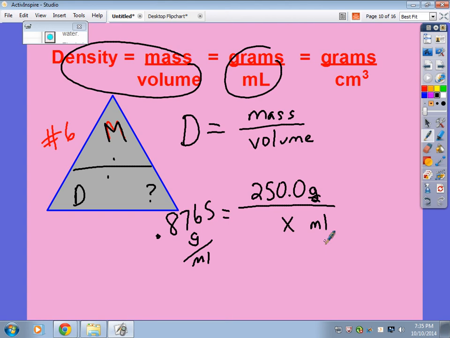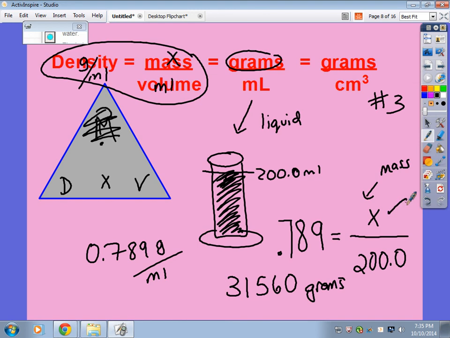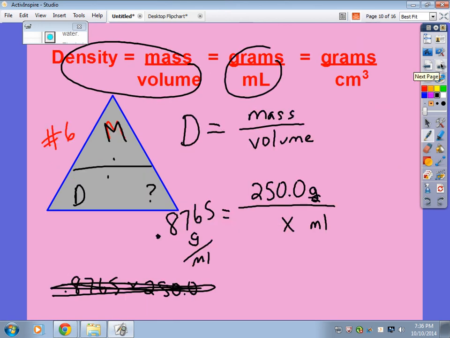I'm going to teach you a trick, because a lot of kids would do 0.8765 times 250, and that is not right. When you solve for x, do not do that. You actually have to get x out of the bottom, don't you? So you're going to put your finger on x and your finger on 0.8765, and you're going to say when x is in the bottom, you do the Faley flip. Watch. Is x in the bottom here? No, x is in the top. So you simply multiply these two numbers. What happens here? Oh, x is in the bottom. What do you say? When x is in the bottom, you do the Faley flip.